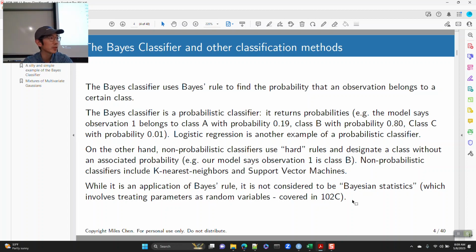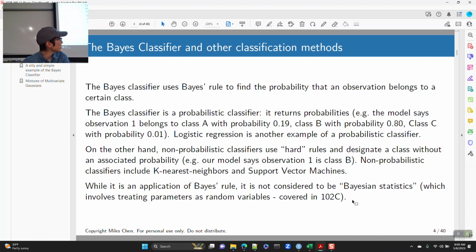Another example of a probabilistic classifier is logistic regression. Logistic regression is useful for classifying things in 2 categories, a yes or a no, and you get a value between 0 and 1, and then your no will be 1 minus that value. There are also non-probabilistic classifiers, or we might call them hard classifiers, and they just say our model belongs to class B, and that's it.